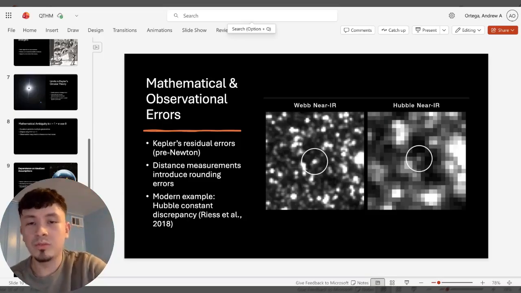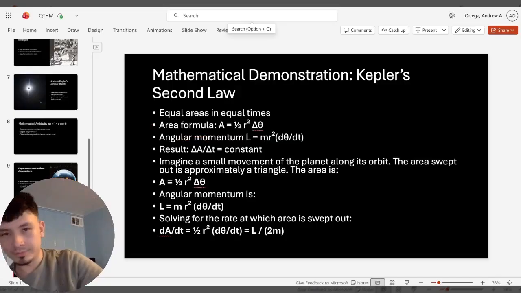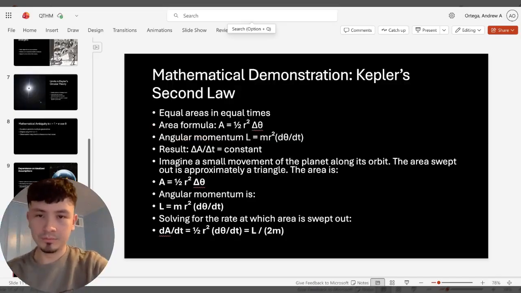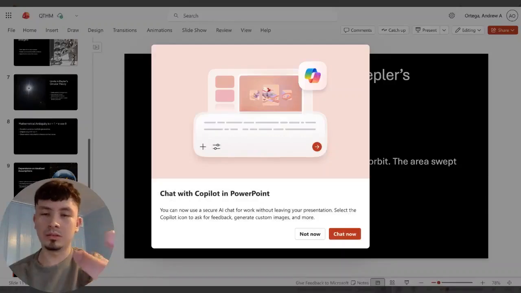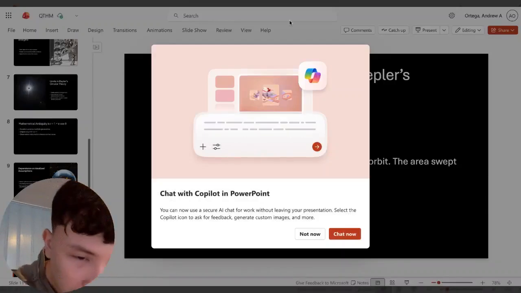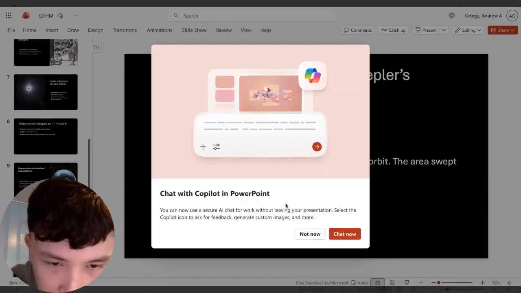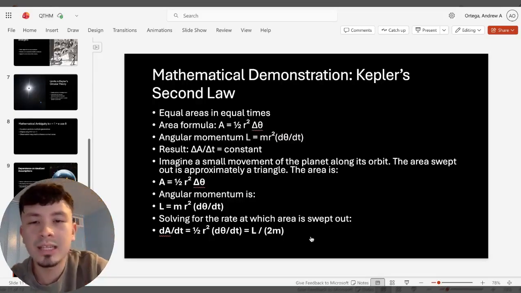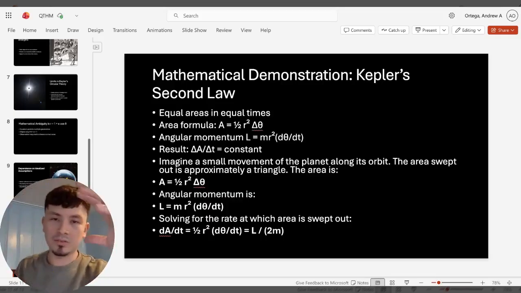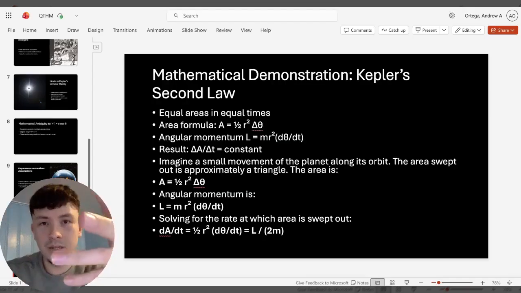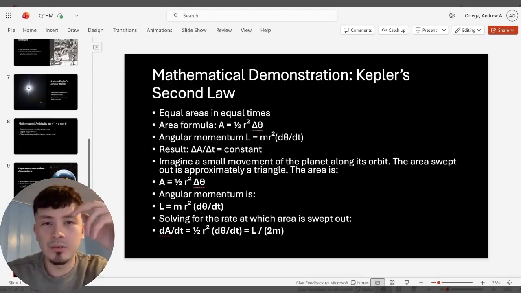And also, as we move to slide number 11, here is the mathematical formula that I chose. Oh, sorry about that. Something interrupted me. For example, for slide 11, here I set a set of equations. For example, I put here equal areas in equal times. The formula of area is A equals 1/2 r squared delta theta.